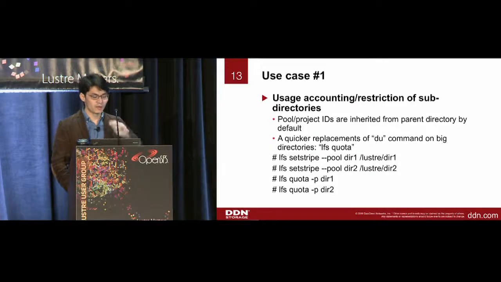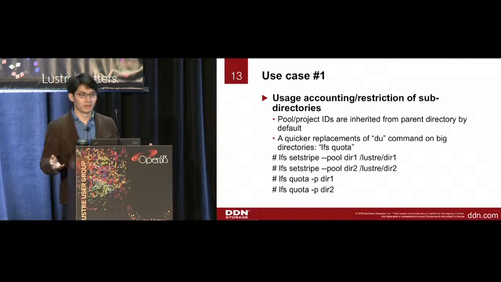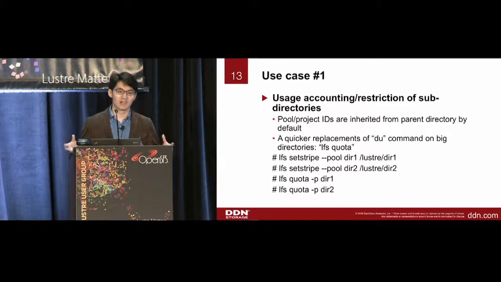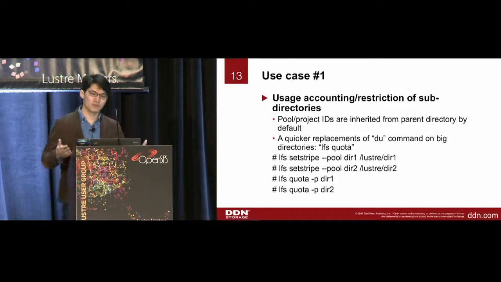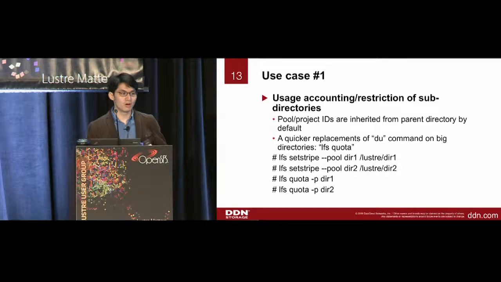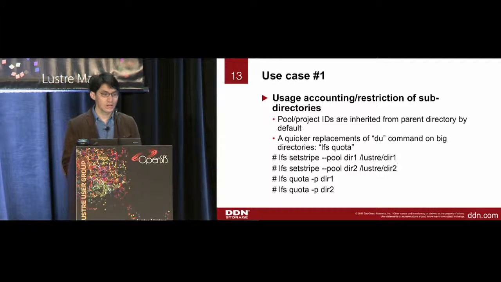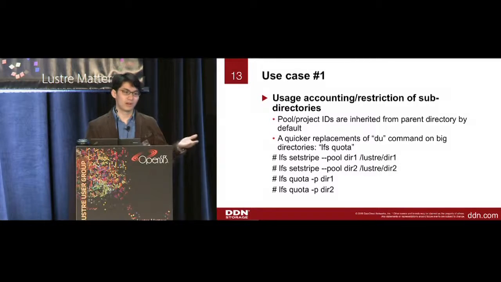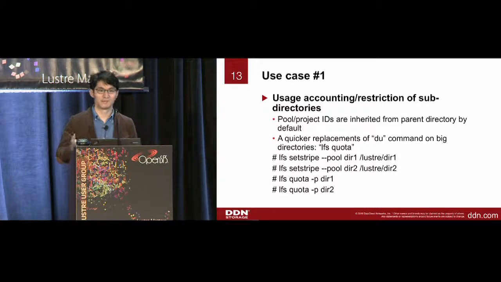The first use case in my head is that we might be able to use it for usage accounting or restriction of subdirectories. Let's imagine that you have a big directory, and you want to monitor the space usage of that directory. In order to do that, you need to run the du command frequently. And unfortunately, because the directory is so big, every time you run the du command, it will cost you minutes or even hours until the result prints out, right? But if we have the Project Quota, we can replace the du command with the LFS quota command. And as soon as you run that command, you can get the result immediately. And that saves time, right?